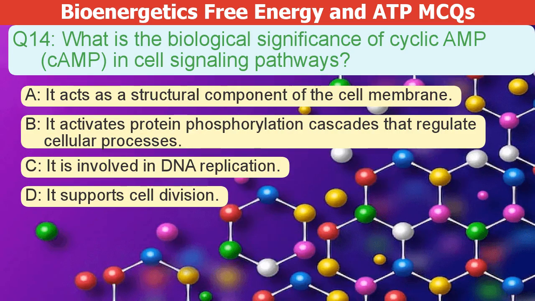What is the biological significance of cyclic AMP, or cAMP, in cell signaling pathways? A. It acts as a structural component of the cell membrane. B. It activates protein phosphorylation cascades that regulate cellular processes. C. It is involved in DNA replication. D. It supports cell division.